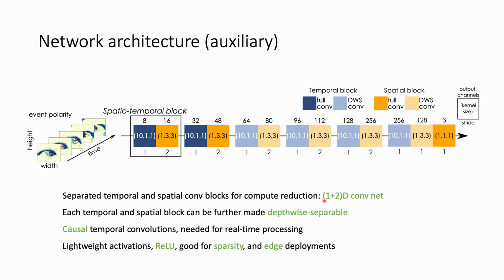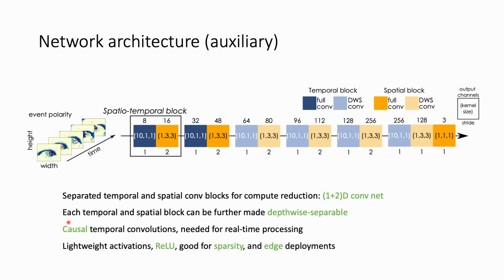We termed this a (1+2)D convnet, which I think is pretty standard terminology in the literature as well. Another design choice is that within each temporal block and spatial block, we configure it to be depth-wise separable. Depth-wise separable is a concept introduced in MobileNet, which I encourage you to check out. In traditional full convolution, we do full channel plus spatial mixing. But if we do this depth-wise separable factorization, then you separate the spatial convolution part and the channel mixing part into two stages, and this saves you a lot of computation and memory.